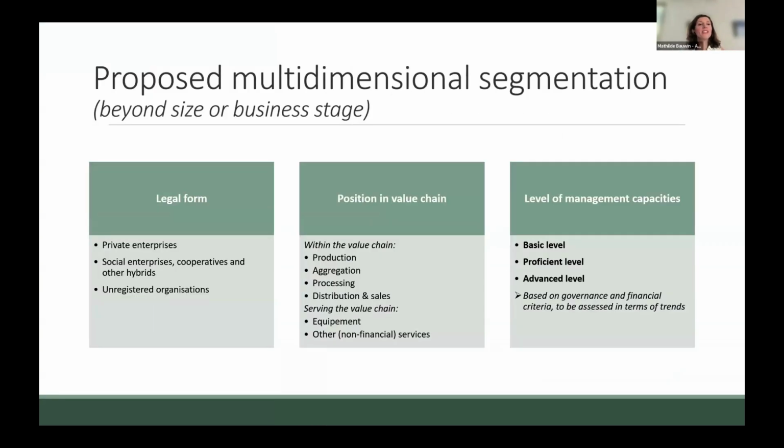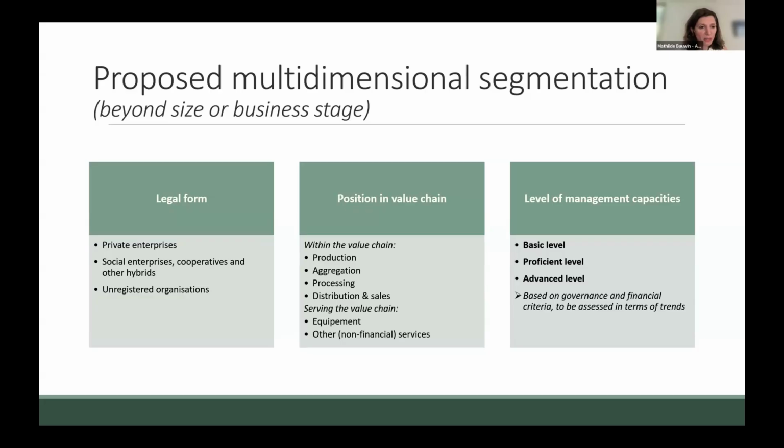So first of all, this is a multi-dimensional segmentation, which means that we do not consider that we should use only one criterion to segment Agri-SMEs. And basically, we propose 3 additional criteria which are not so common in the market, and which especially go beyond business size or business stage, which are usually the type of criteria used to segment Agri-SMEs. So we are not saying that these criteria are not relevant, but we consider they are not sufficient to especially identify needs in terms of technical support. So we propose 3 other types of criteria to be taken into account.